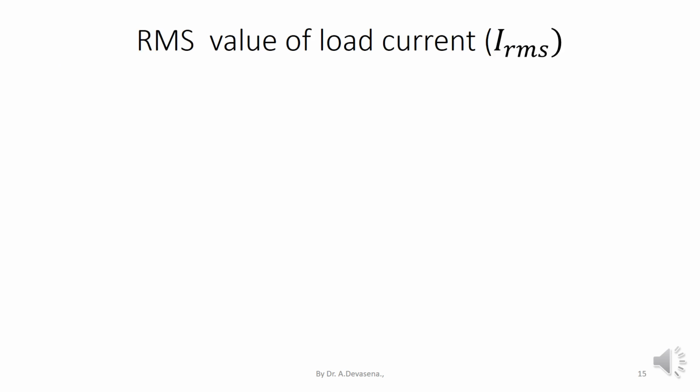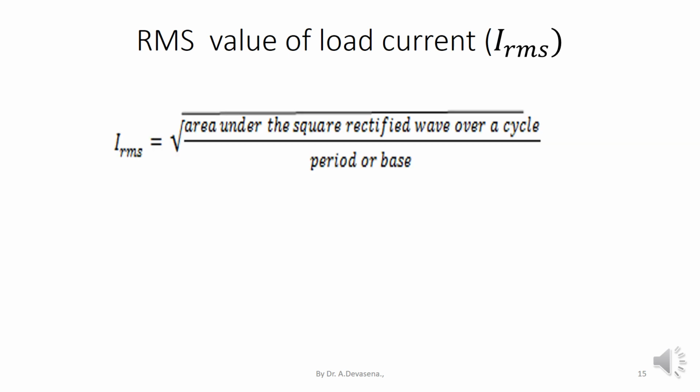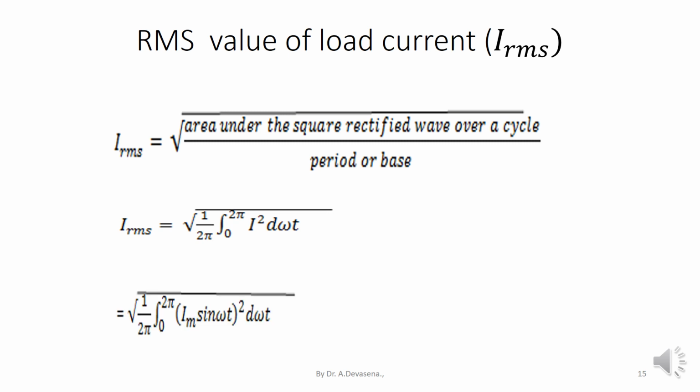Let us see the RMS value of the load current IRMS. IRMS is equal to square root of area under the square rectified wave over a cycle by period or base. That is, IRMS is equal to square root of 1 by 2 pi integral of 0 to 2 pi i square d omega t. That is, square root of 1 by 2 pi integral of 0 to 2 pi, Im sin omega t the whole square d omega t, because the value of i is equal to Im sin omega t.